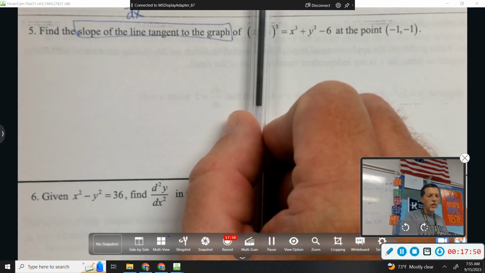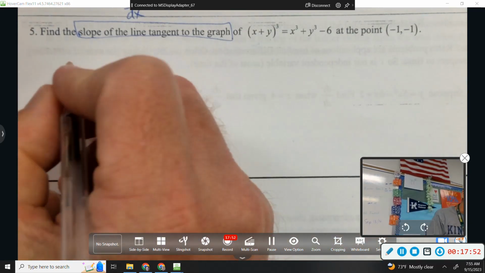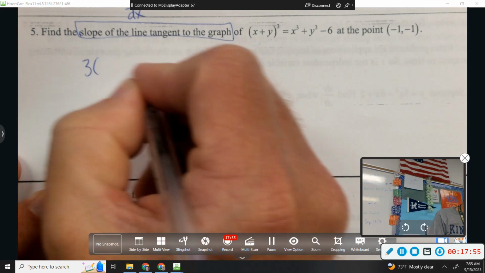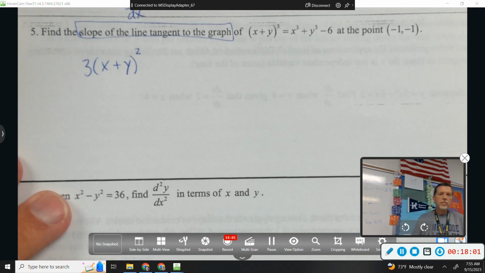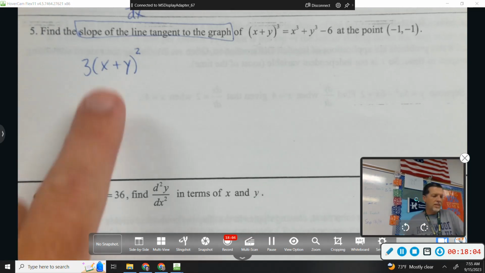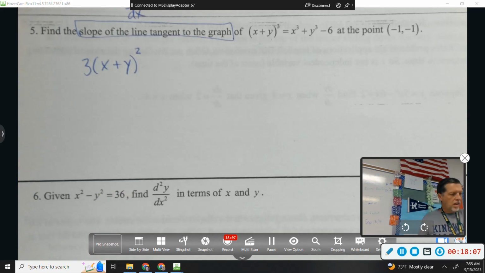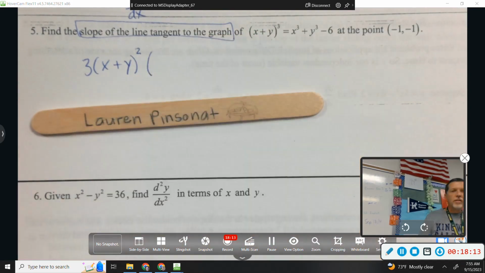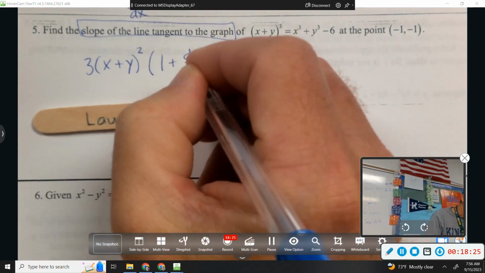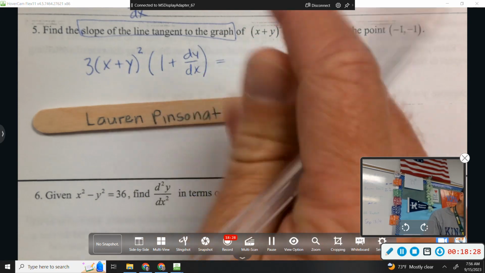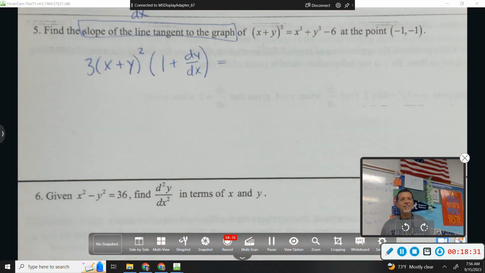Okay, so how would I use the power rule? If I have something cubed, bring down the 3, decrease the power by 1. But then chain rule, I got to multiply by the derivative of the inside of that thing. So what's the derivative? Lauren, I'll give you both of them. What's the derivative of x plus y? The derivative of x is 1. What's the derivative of y? dy over dx. Good. So 1 plus dy/dx.